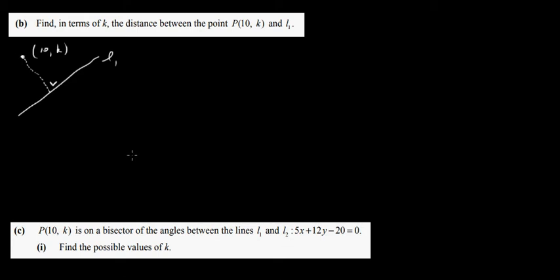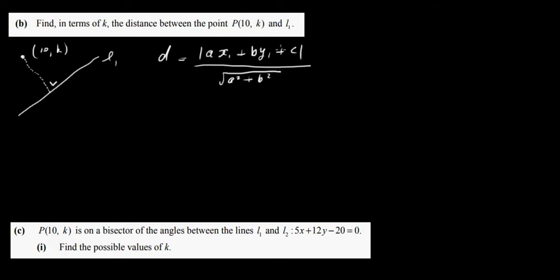Well, we have a formula for that, and that's going to be d is equal to the modulus of, let me write it down first and then explain it, ax1 plus by1 plus c, so it's the modulus of that, all over the square root of a squared plus b squared. Now the d is for distance, and we have the modulus of this thing here, so this is just the equation of our line, L1 in this case.